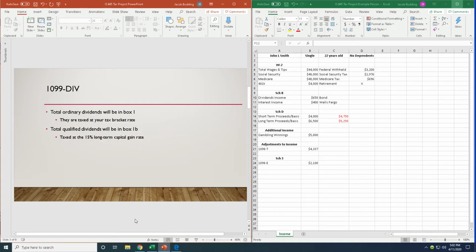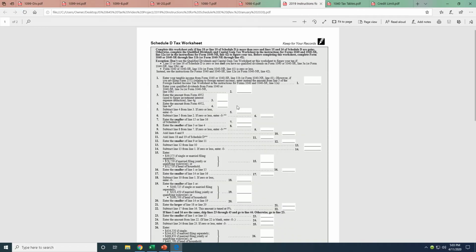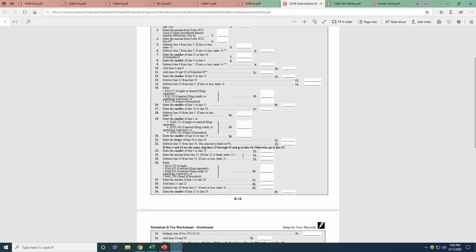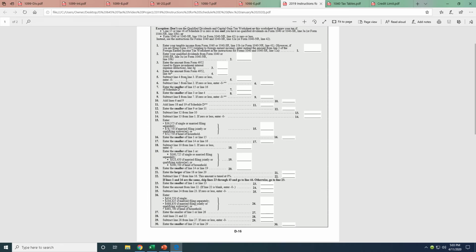All right. We went over the dividend interest. I showed you how the qualified dividends will be different because of the Schedule D tax worksheet. So this is for qualified dividends and long-term capital gains for the 15%. You fill out this worksheet. It's pretty simple. It's literally just telling you to grab one number from another line and so on.